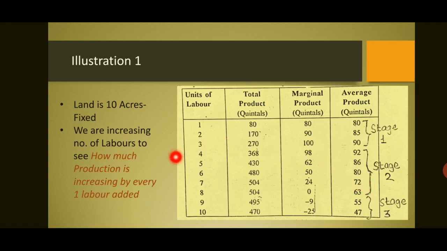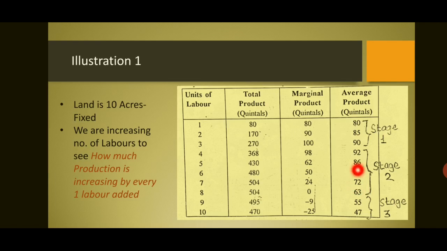So, we have added one more labor, that is ninth. We got 495 quintals divided by 9. We got only 55 average production. How did this happen?